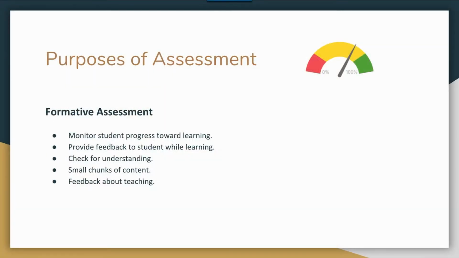Formative assessment also gives you feedback about your teaching. If formatively you're finding out that 19 of your 20 students are clueless, the problem isn't with 19 students. The problem is with the one person in the room who doesn't get it, the teacher. And you've got to fix that. And formatively, you can do that.